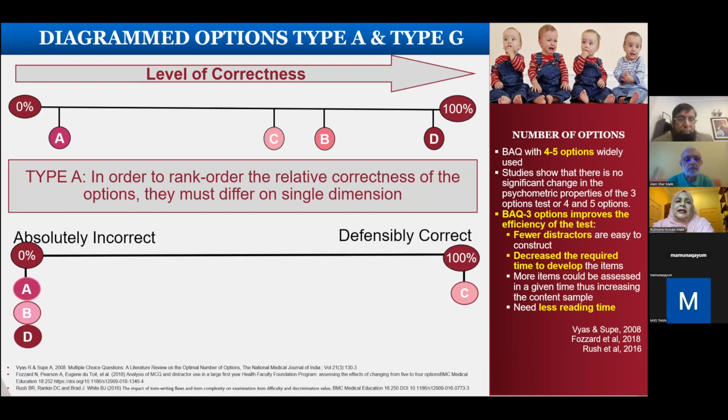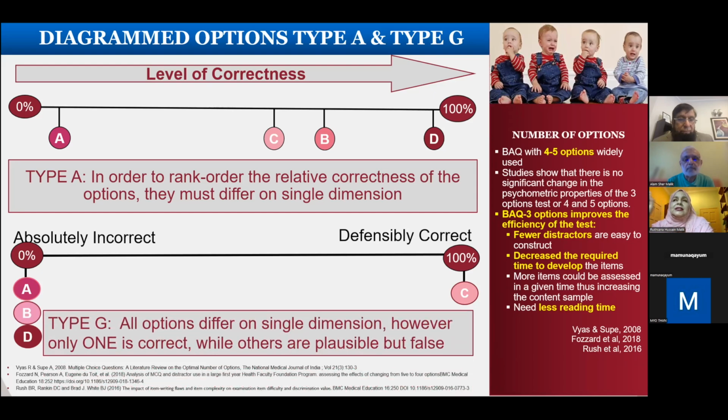While the second type of question, which is the single correct answer question, type G, which I have mentioned, all options differ on a single dimension again. However, only one is correct, while the others are plausible but false. So the student knows that this is the only correct option, while the others are plausible. For those students who have not read the topic clearly and nicely, the others are false, but for all the others, this is the best. Only one is the best answer. One is the correct answer.